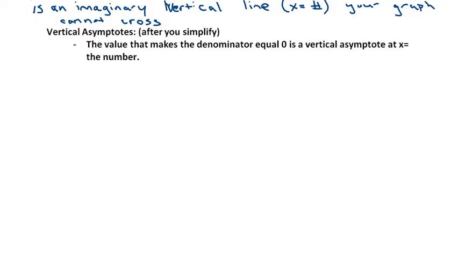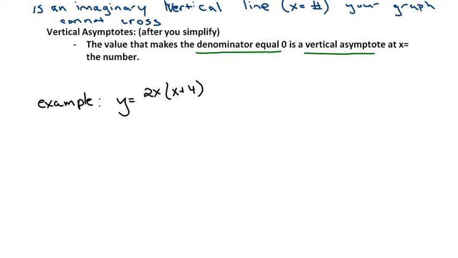And basically, after you simplify and after you figure out your holes, whatever's left in the denominator, your vertical asymptote is that. So, let me make up another example here. So, example is y equals 2x parentheses x plus 4 all over x parentheses x minus 3.